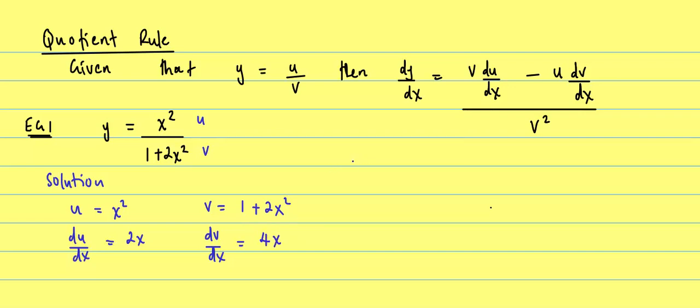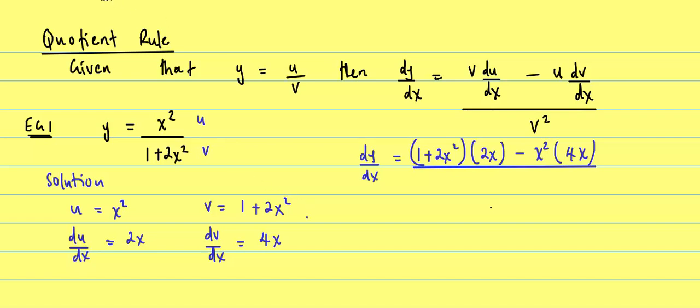Now plugging this into our formula, dy by dx is going to be equal to v, which is 1 plus 2x squared, multiplied by the derivative of u, which is 2x in this case, minus u, the original function u is equal to x squared, multiplied by the derivative of v, which we obtained as 4x, and that whole thing must be divided by v squared, and v in this case is 1 plus 2x squared, and that whole thing has got to be squared.